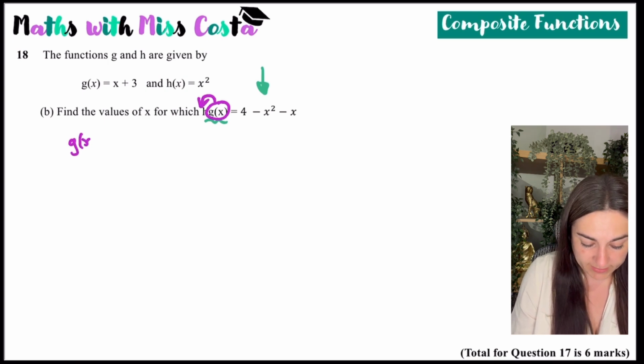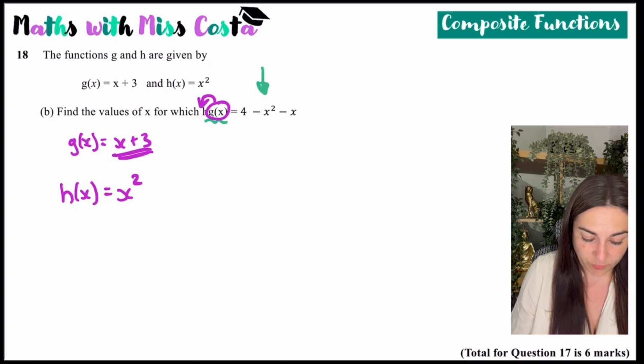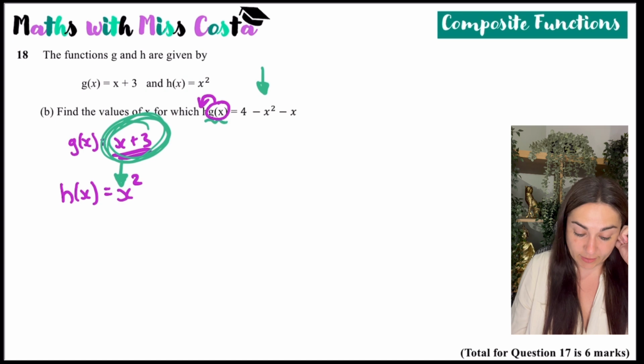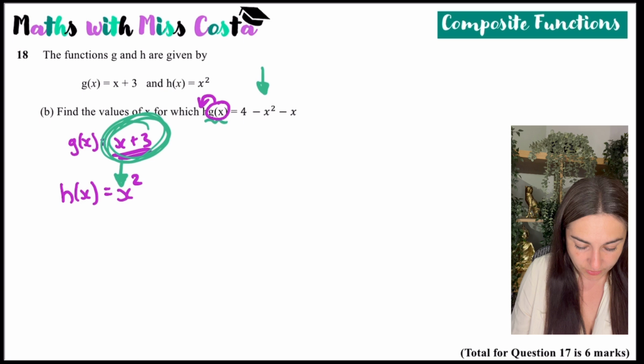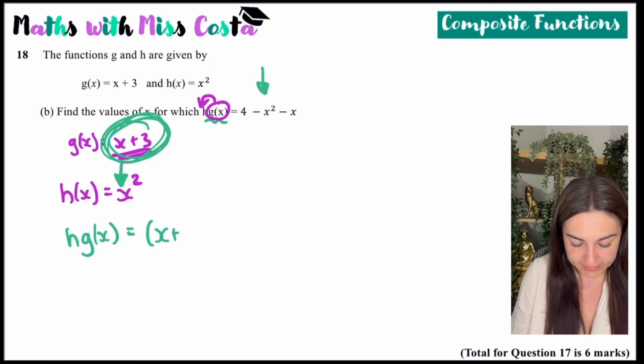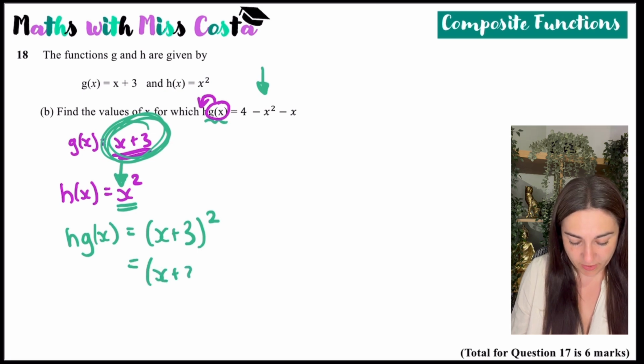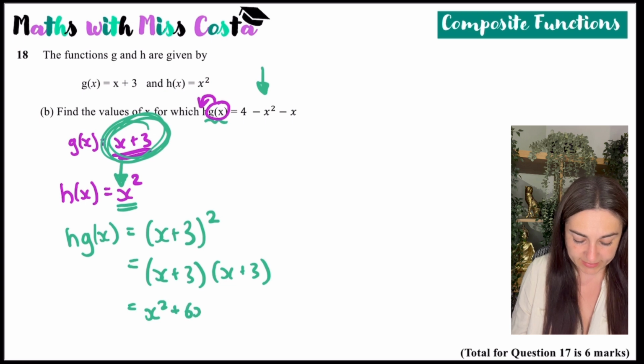So what is g of x? g of x is x plus 3. So this is what I'm going to put into h of x, which is x squared. So what this means is this gets put into wherever I see an x. So I'm substituting the whole function g of x into h of x. So hg of x is going to become (x plus 3) squared, because I'm putting that wherever I see an x. And what I could do is then expand that. So that would become (x plus 3) squared, which equals x squared plus 6x plus 9.